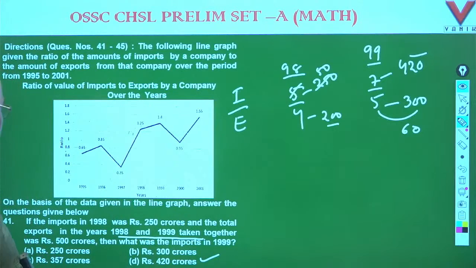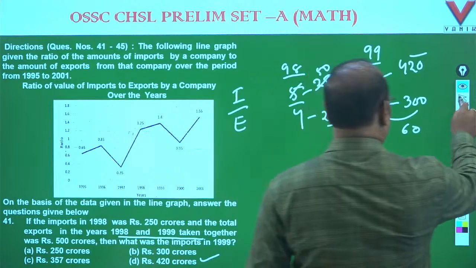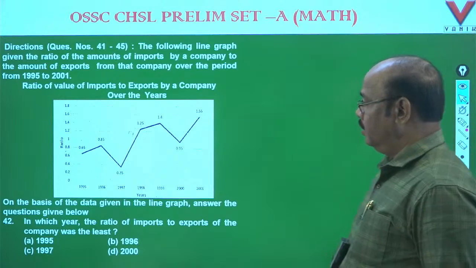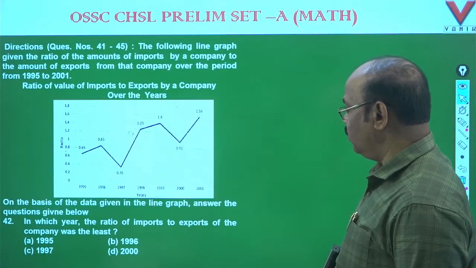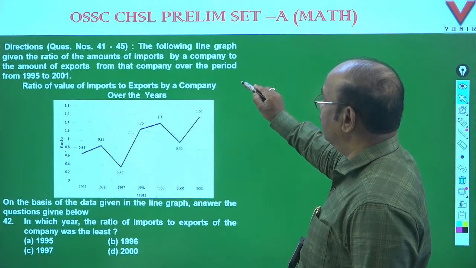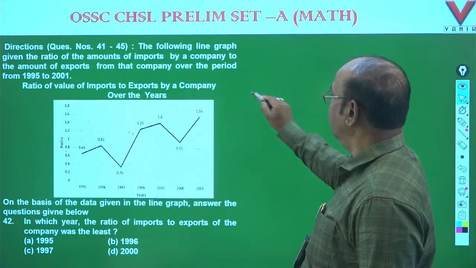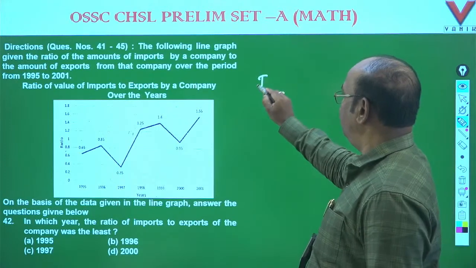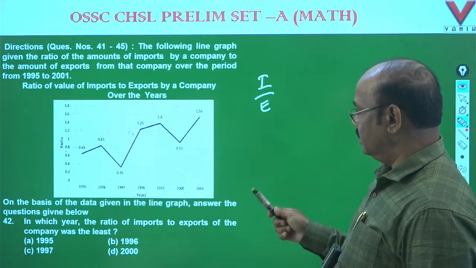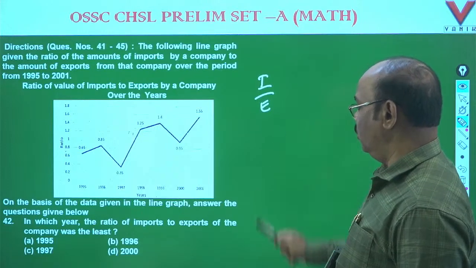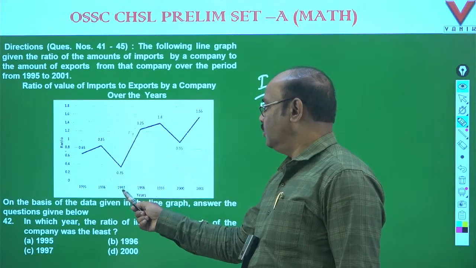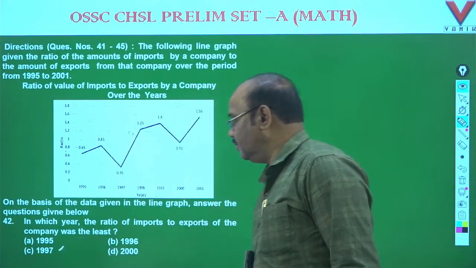Next question, number 42: in which year was the ratio of imports to exports of the company the least? The ratio given is imports by exports. The year in which this ratio is the least is, looking at the graph, 0.35, clearly visible, in 1997. So the option is C.